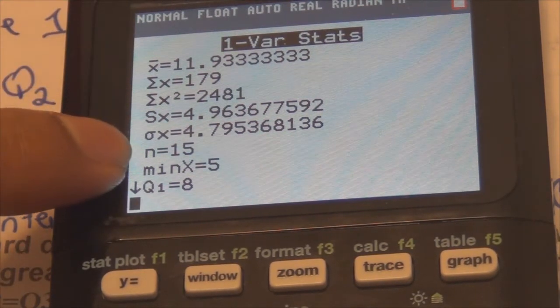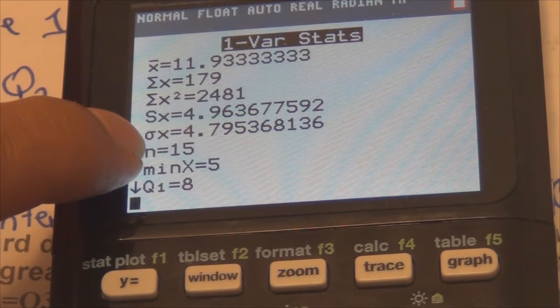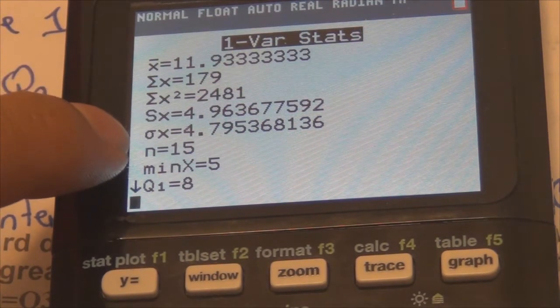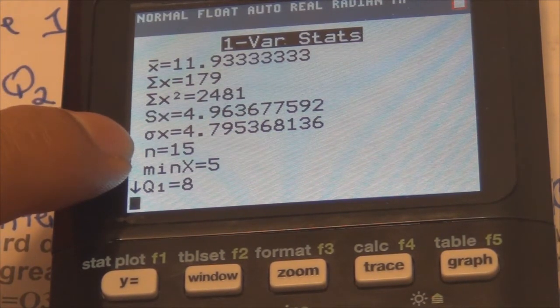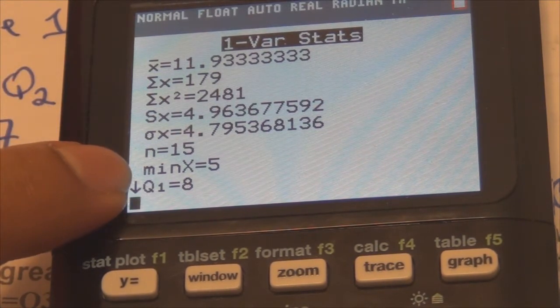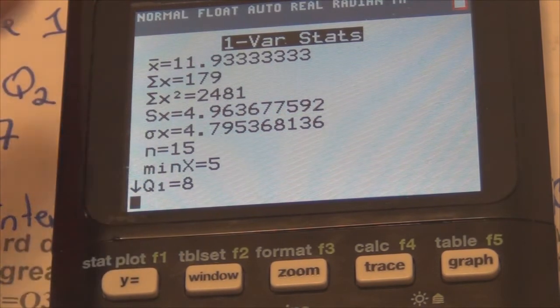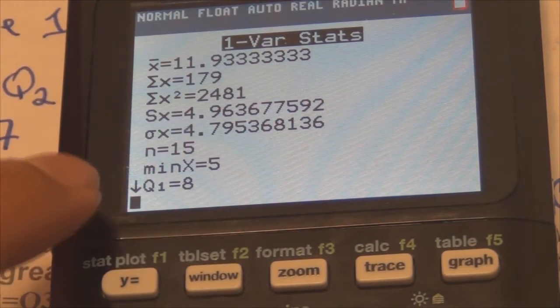Then you see this? This is called lowercase sigma. This one is lowercase sigma. This is the standard deviation. What? Yes. N is the number of values. There are 15 values in there. There are 15 numbers. Yeah, okay.